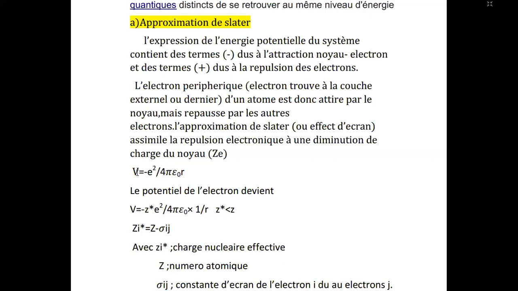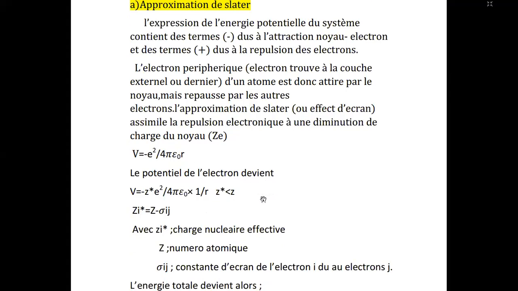So we know that the potential, which we already calculated under Bohr, is V equals negative e squared over 4 pi epsilon r. This is the potential energy. And for the electron, if you follow Slater's approximation, to this potential energy you add this charge.